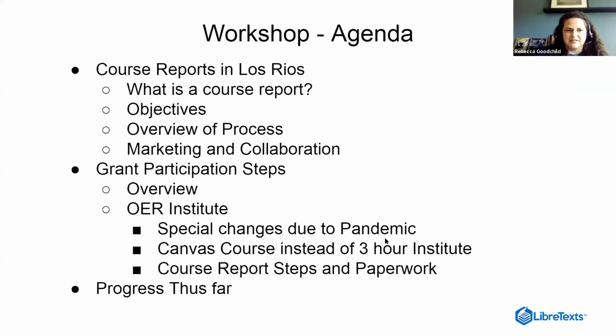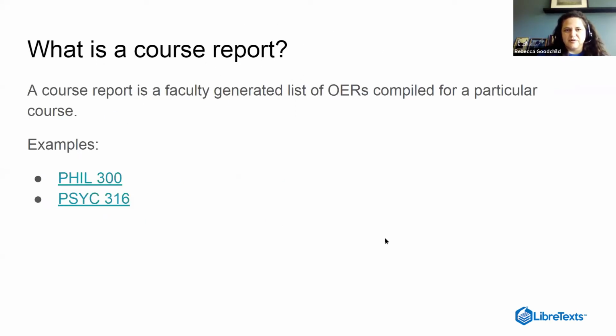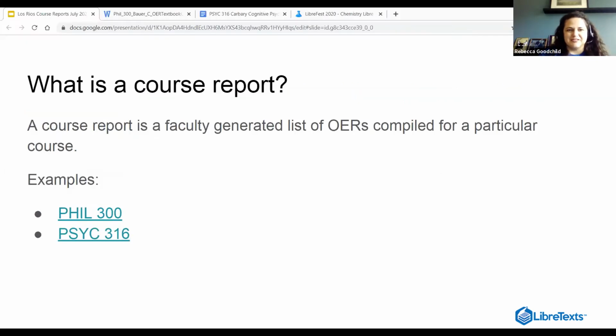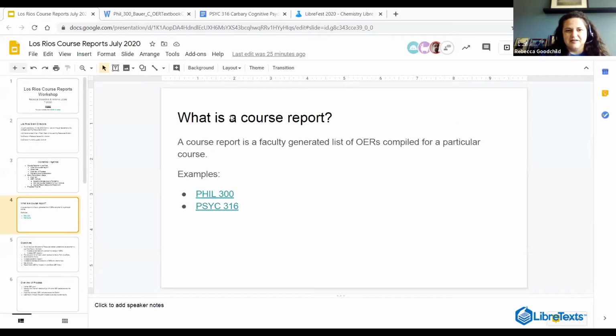Just today's agenda. So what is a course report? Hopefully you know a little bit about it before you came, but just in case you didn't, they are outlines of textbooks of OERs that faculty would want in their class. They look for OERs that are relevant to them, and then they give us an outline of how they want them remixed, so you can combine different OERs. I have a couple examples.